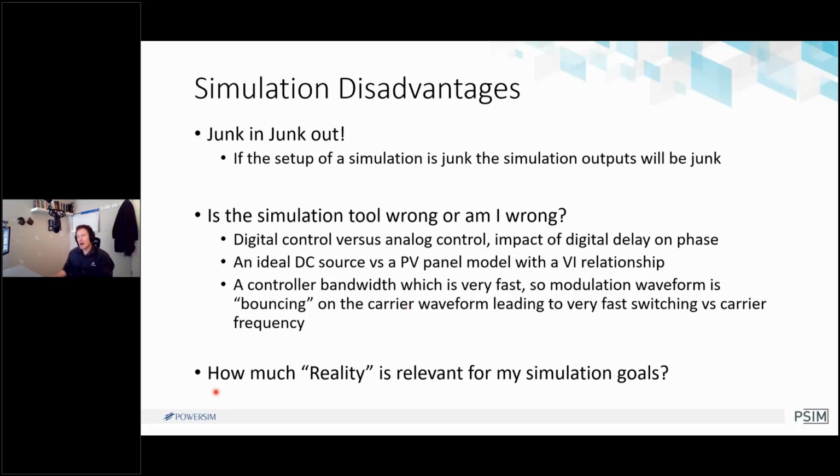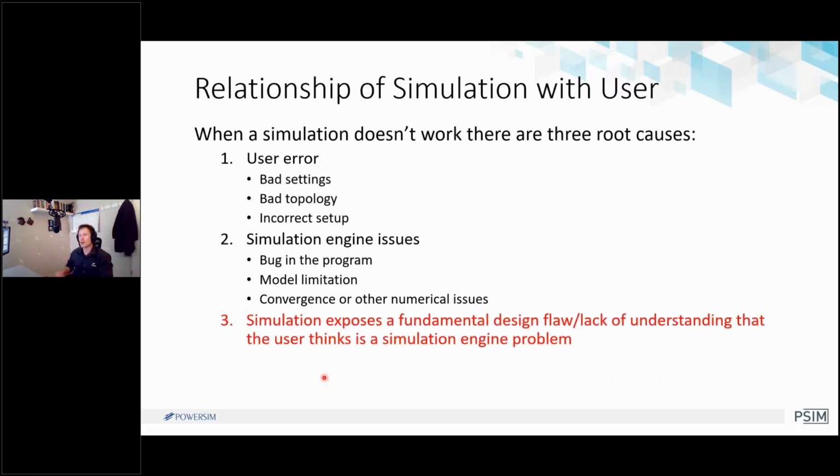Another thing is that people just dump in so much reality to begin with that it prevents them from actually achieving their first order design goals. So these are the three things that are the root cause of simulations that don't work properly.